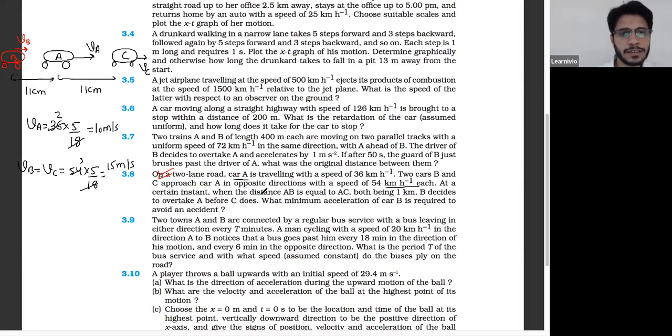At a certain instant, when the distance AB is equal to AC, both being 1 kilometer, B decides to overtake before C does. So the question says, this car is A, and B and C are moving with certain velocities. Car C is moving in this direction, and the others are moving in the opposite direction.